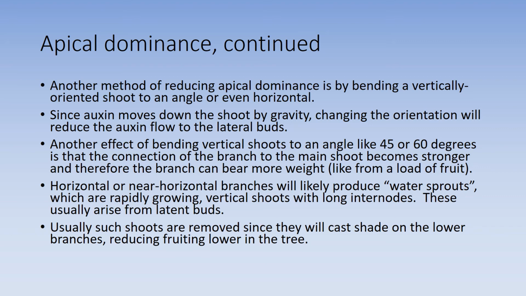and therefore the branch can bear more weight, like from a load of fruit. Horizontal or near horizontal branches will likely produce water sprouts, which are rapidly growing vertical shoots with long internodes. These usually arise from latent buds. Usually such shoots are removed since they will cast shade on the lower branches, reducing fruiting lower in the tree.